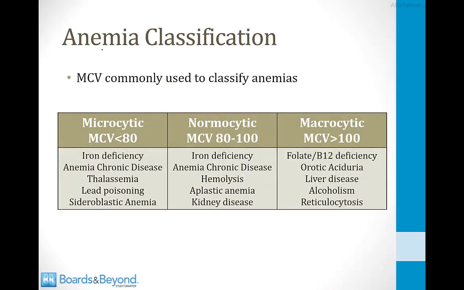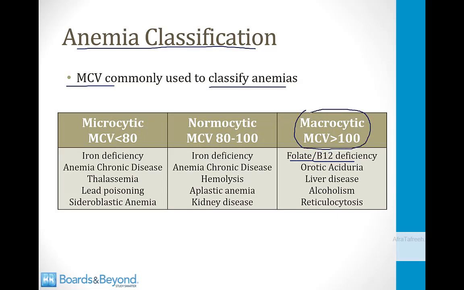And I'll finish with one slide on anemia classification. This is a slide that I go over in detail in videos in the hematology section, but I just want to point out to you that the MCV, or the mean corpuscular volume, is commonly used to classify anemias. And as I mentioned earlier in this video, folate and B12 deficiency are classic causes of a macrocytic anemia where the MCV is above 100.